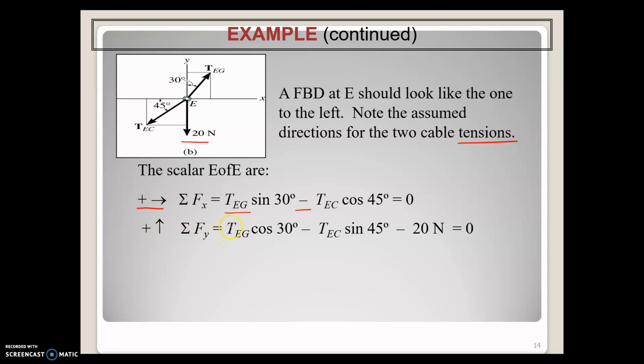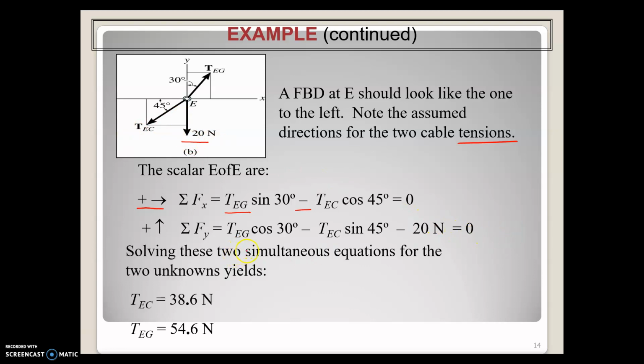Summation of Fy equal to, you have TEG, right? Moving up, positive TEG cos 30. Minus TEC sin 45. And also minus 20. Moving downward, so the arrow is pointing down, negative. So, equal to 0. Then, you can solve these two simultaneous equations for those two unknowns.